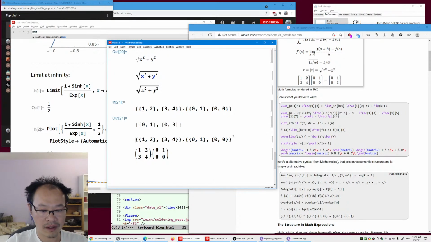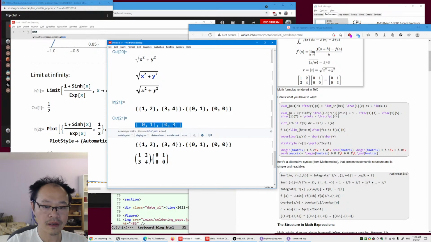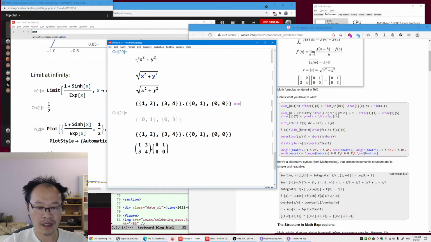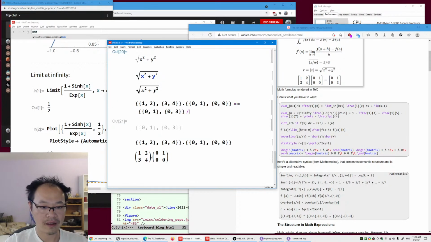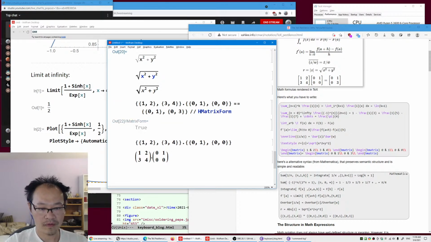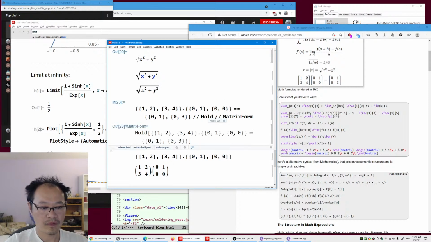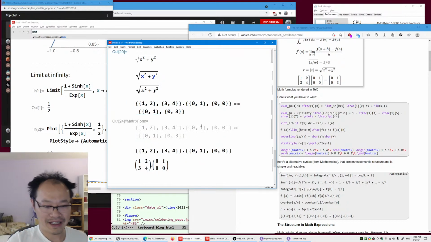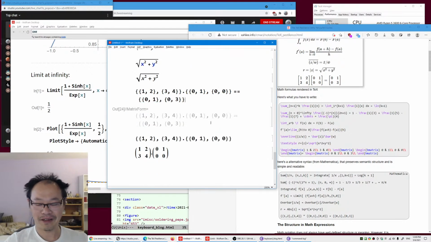So let's see. Okay, hold on a second. Let's try to typeset this full expression. Here you say it is equal to that, and okay, that's not what we want. Anyway, let's not worry about that.